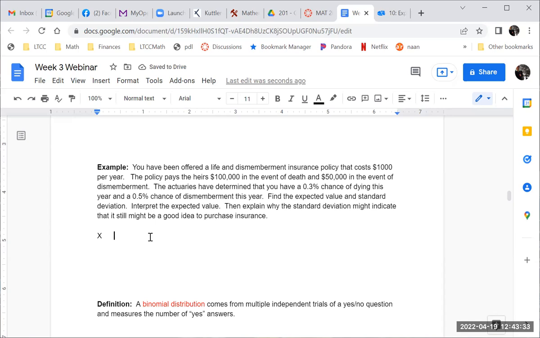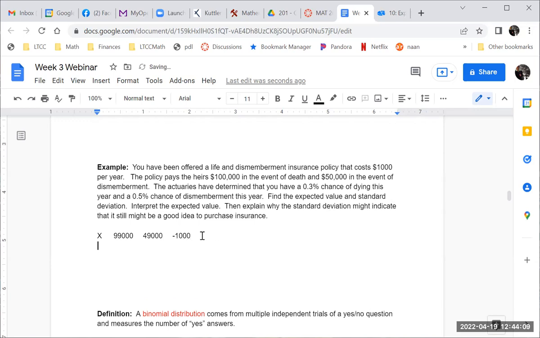And the X's that can happen, again, you have to pay $1,000, but your heirs get $100,000. So just like the profit idea, that's what matters, it would be $99,000. And then if you have dismemberment, that means $49,000. And then if you didn't have either of those, that means it's negative $1,000. By the way, of these three, which is good? Negative $1,000. The negative. Yeah.